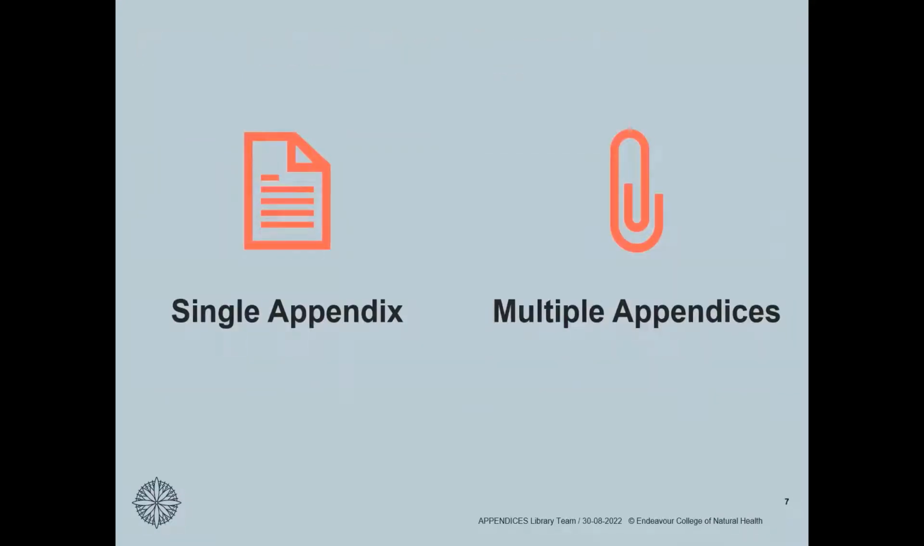For a singular appendix, in that you only have enough information for one appendix, you would refer to it in text only as appendix. The heading of your appendix is the same. You don't require a letter label. If you have multiple appendices or enough information for more than one appendix, you would refer to it in text as Appendix A, Appendix B, Appendix C, and so on.